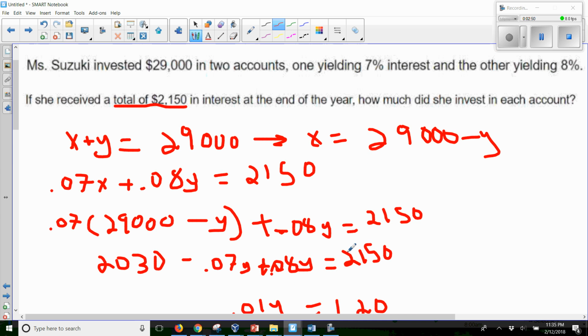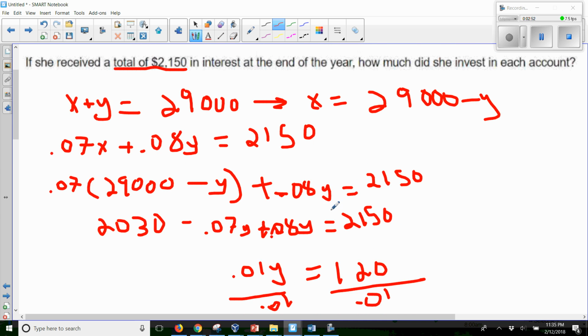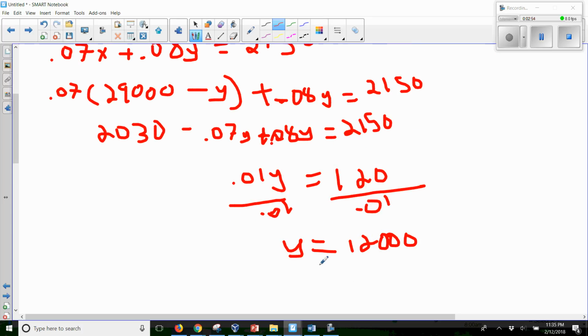Okay, but we already have X in terms of Y, so 29,000 minus 12,000 tells us that in the X account we're going to have 17,000. Okay, and again you can check those using the other equation.